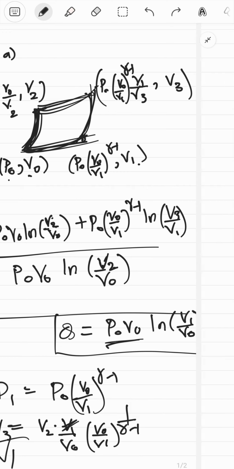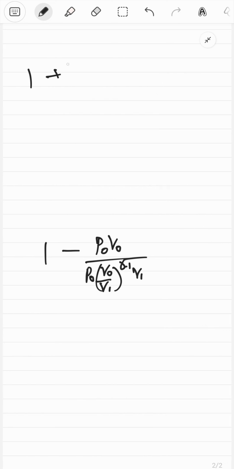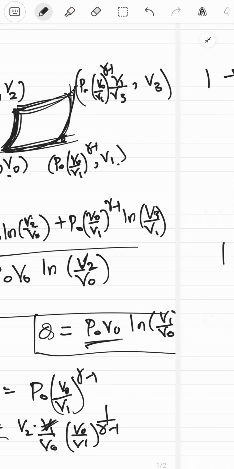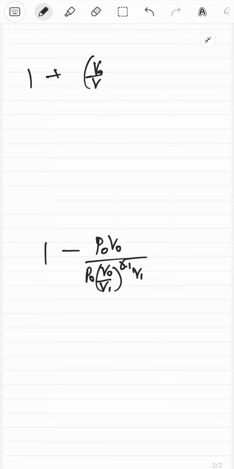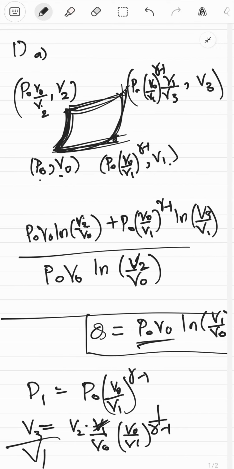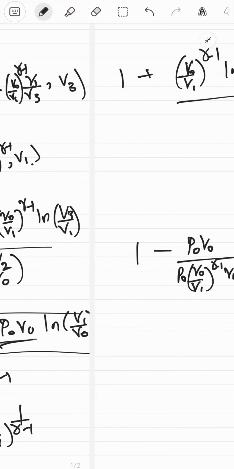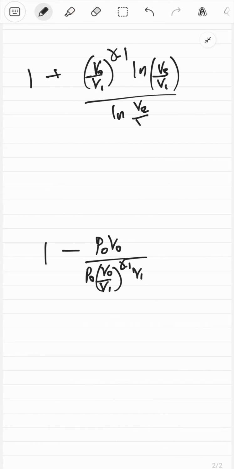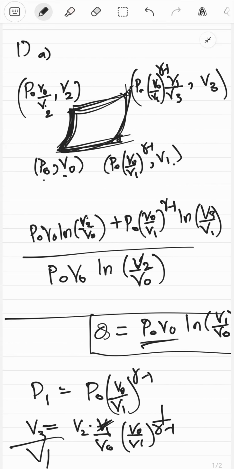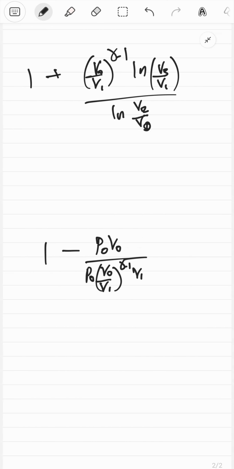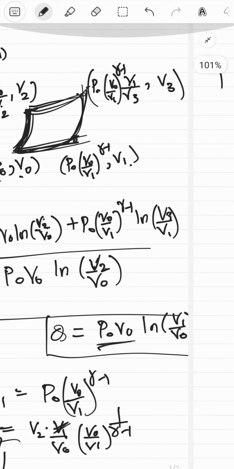Okay, first of all, just simplify this thing. So what does this become? It just becomes 1 plus. So the p naught thing cancels. So just got this stuff: v naught upon v1 power gamma minus 1, natural log of v3 upon v1, upon natural log of v2 upon v1. Okay. So v2 upon v naught, sorry, not v1, right? This is the result that we're getting.